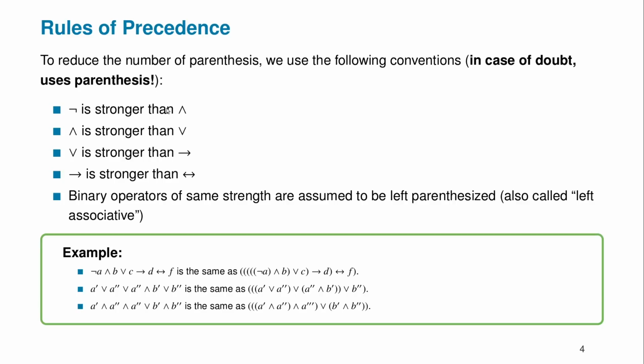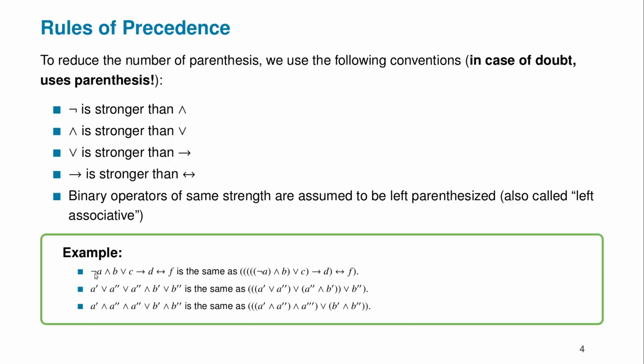Negation binds stronger than the conjunction. Conjunction binds stronger than the disjunction. The disjunction is stronger than the implication, and the implication is stronger than the equivalence. And in consequence, we can write down a formula like we have it here without any parentheses. And these rules we just stated then say how we have to put things together in order to have a unique representation. Let's consider this example here.